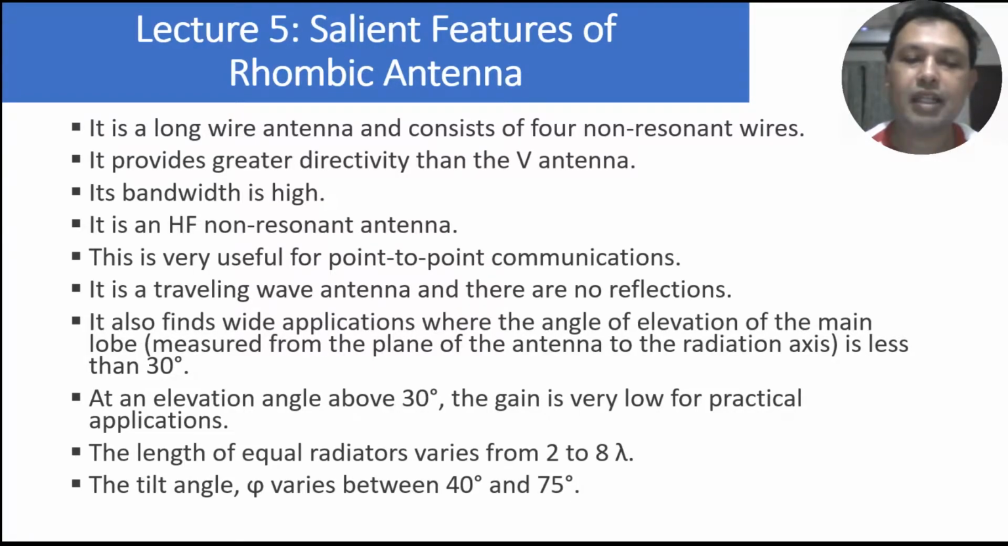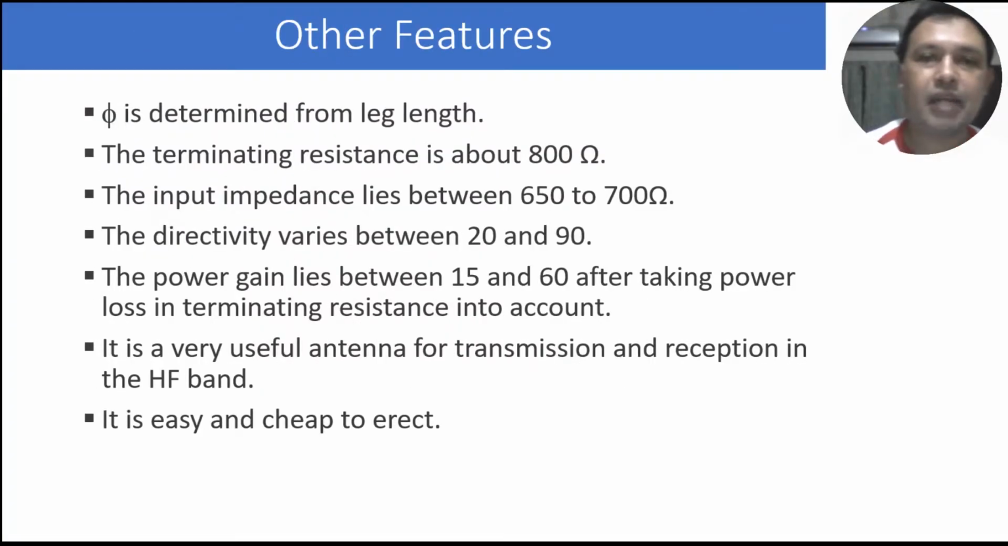At an elevation angle above 30 degree, the gain is very low for practical application, and the length of equal radius varies from 2 to 8 lambda. The tilt angle varies from 40 to 75 degree. So these things you have to remember of the rhombic antenna. Some other features are that phi is determined from the leg length and the terminating resistance is about 800 ohm.